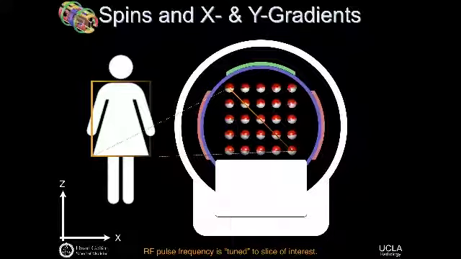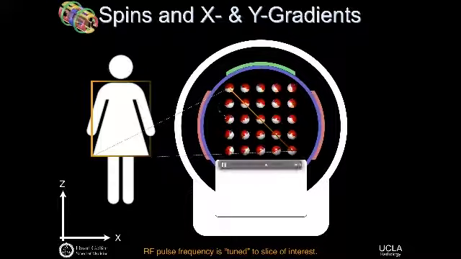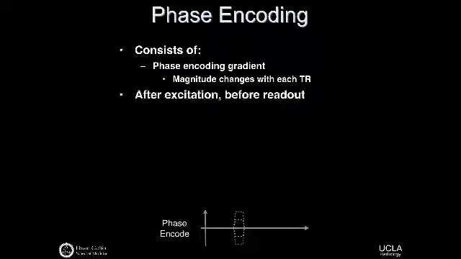This is just another example shown in cross-section, sort of an axial, where here's a spin isochromat made by turning on an X and a Y gradient, and that will help me excite some oblique slice through my patient, through my subject. Okay, so there were three steps here. Well, I can back up here.